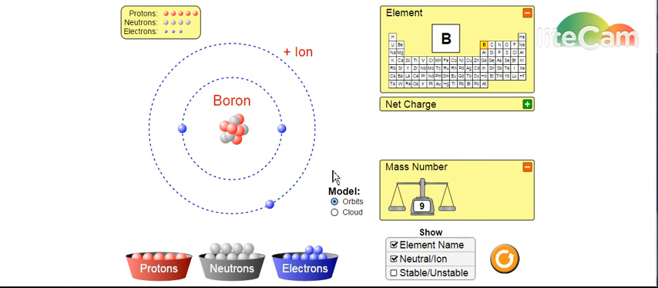Pause this video now and add neutrons and electrons so that this boron atom has a mass of 11 and enough electrons to make it neutral. Click pause, finish building this atom. When you're done, click play again.